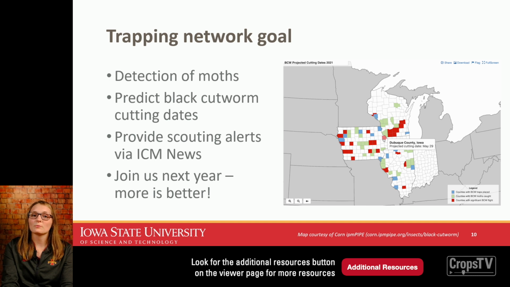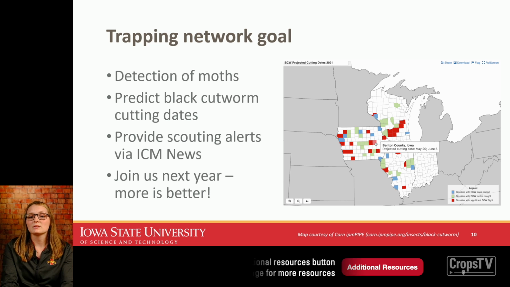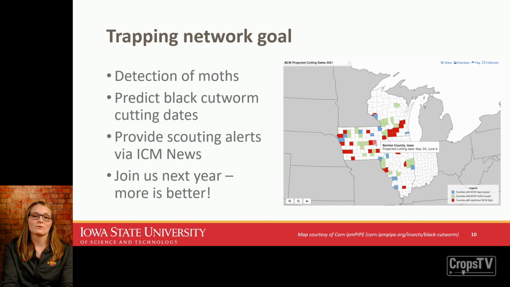Illinois and Wisconsin also have trapping networks that they report on the same website that we use, which is called Ag Pest Monitor. And so all of that data is funneled into corn IPM pipe, where you could go anytime to see if a black cutworm significant flight has occurred. And then once we've predicted cutting dates, that will show up here. So if this were an active map, you could roll over those red counties and it would show you what the predicted cutting dates were for those counties.